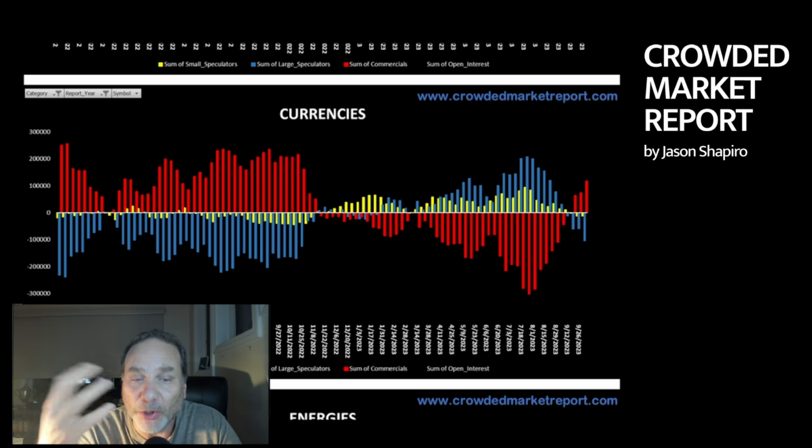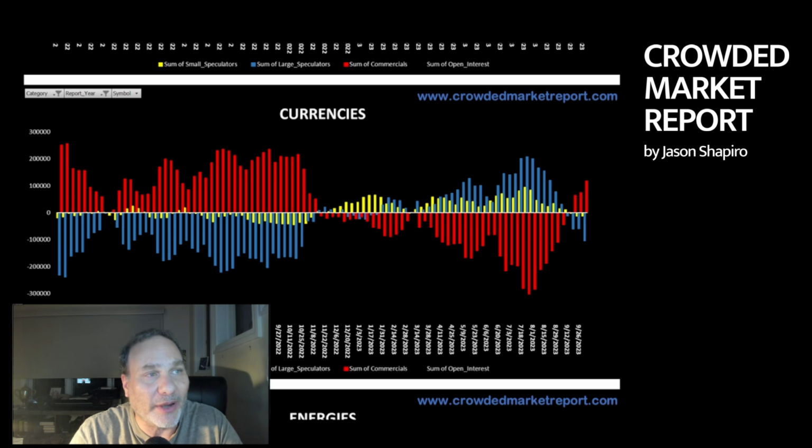As I've explained in the past, what I'm looking to do is fade mass consensus, and I want positioning consensus. The COT shows me the positioning, so therefore I can measure whether there is consensus there, and when there is mass consensus, I'm looking to go the other way.